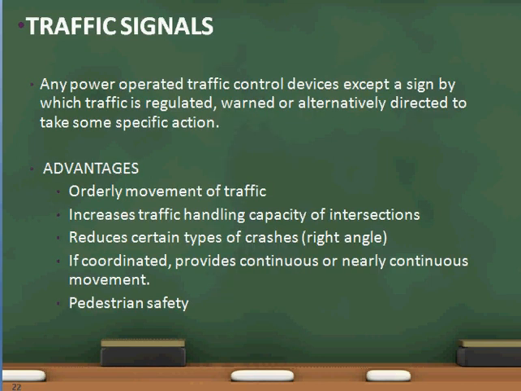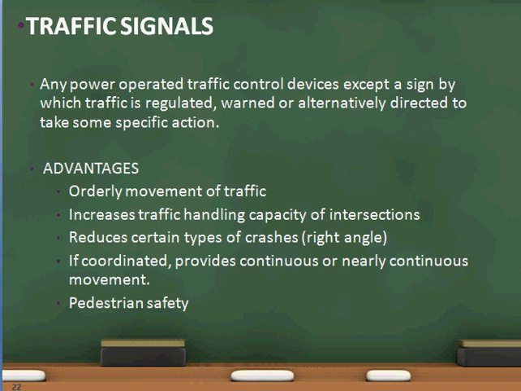Next is traffic signals. Traffic signals means any power operated traffic control device, except a sign, by which traffic is regulated, warned, or alternatively directed to take some specific action. So it is always a power operated control device. It is used for regulating the traffic movement. Sometimes the vehicles will be stopped, and sometimes the vehicles will be directed to go in a particular direction, etc. Only based on that indication can the vehicle move.